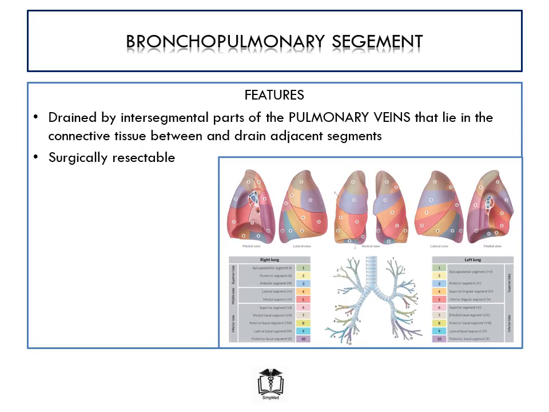So just to illustrate that point, the bronchopulmonary segment is drained by what we call intersegmental parts of the pulmonary veins. These veins tend to lie along the connective tissue that separates different segments, and so they lie adjacent to the segments that they are supplying. So one vein can drain two or more different segments. The last aspect is the fact that the segments are surgically resectable. I mentioned this when talking about the fact that the bronchopulmonary segment is the structural, anatomical, functional, and surgical unit of the lung.